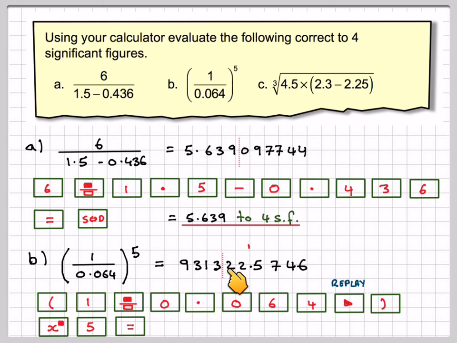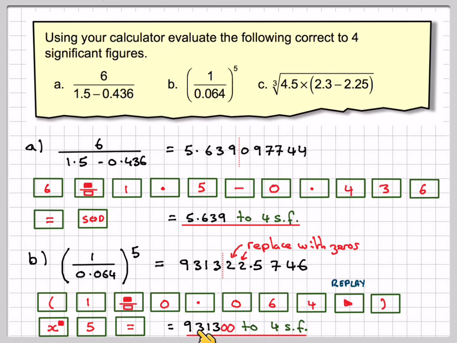So we'll draw a line in here. Now these two here, 2, we can't just leave them off, we need to replace them with 0, so 2 has no effect on the 3. So to four significant figures, the answer is 931,300 to four significant figures.